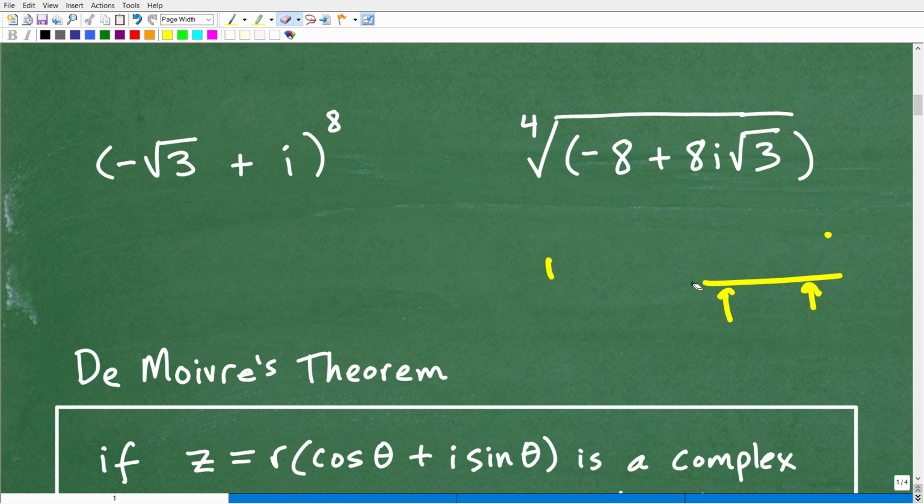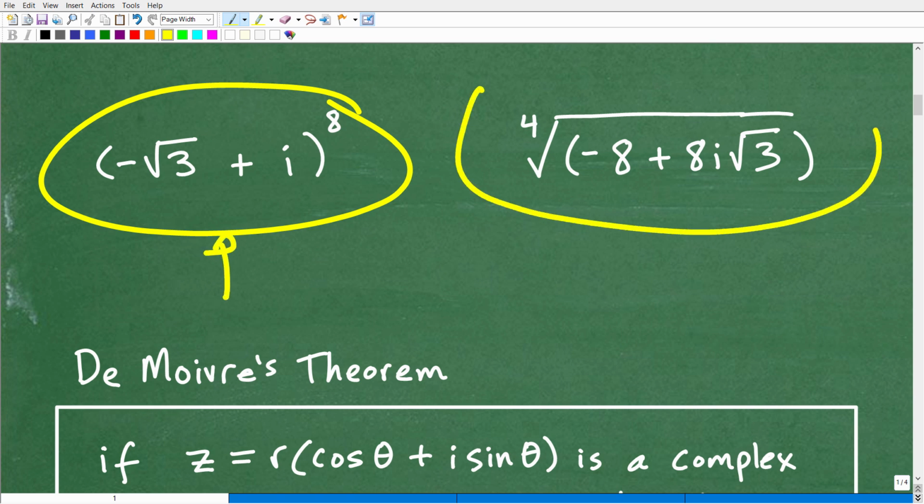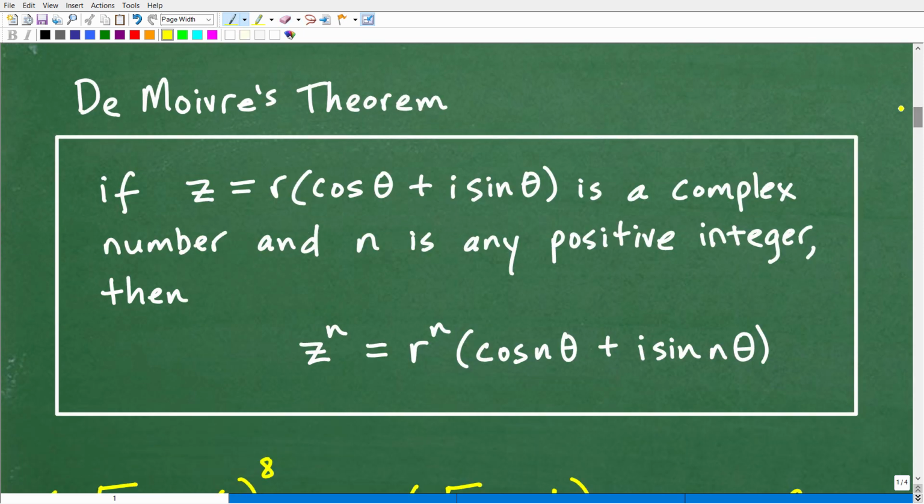So when we have a complex number, one of the things that we want to be able to do is to find the powers of complex numbers. Like this is our problem, right? But also we would like to find the roots of complex numbers, something like this as well. So how do we do this? Well, this is where De Moivre's theorem comes into play. Extremely important theorem. Let's take a look at it right now.